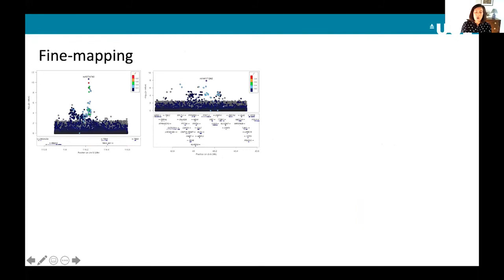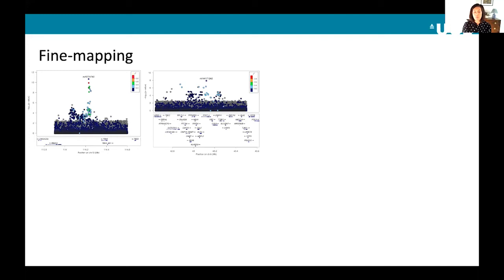We next wanted to dive a little bit deeper and try and identify the likely causal variant or variants at each of these loci, which is a process called fine mapping. The great thing about whole genome sequencing is obviously it lets us look in detail at these regions, which again is not possible with your conventional arrays and imputation.